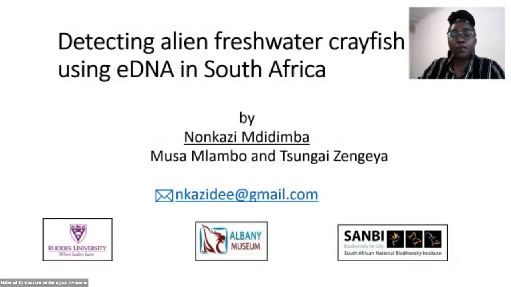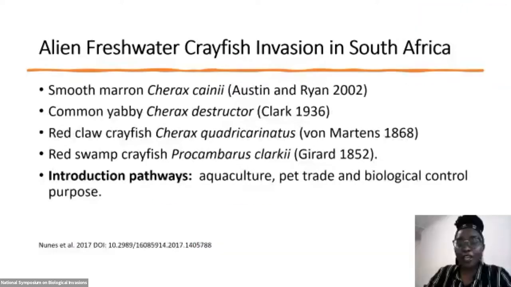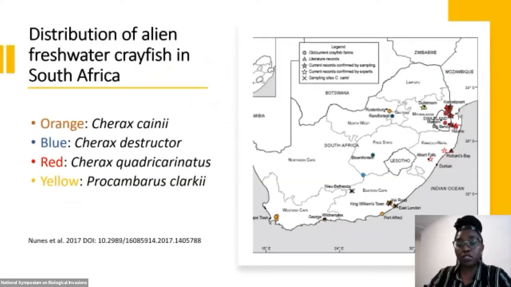Greetings, everyone. I am Nonga Zimulo Mtitimba, and I'll be presenting my master's project titled Detecting Alien Freshwater Crayfishes Using eDNA in South Africa. There are currently four alien crayfish species in South Africa, namely the smooth marron, the common yabby, the red claw crayfish, and the red swamp crayfish. All these have been introduced from Europe and America via aquaculture, pet trade, and for biological control purposes.